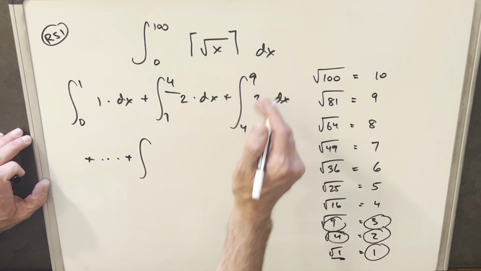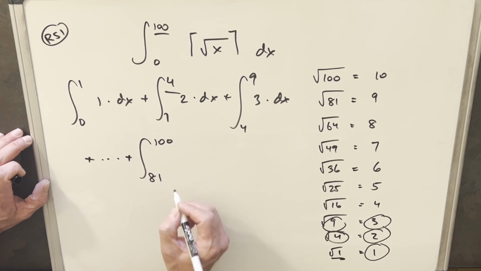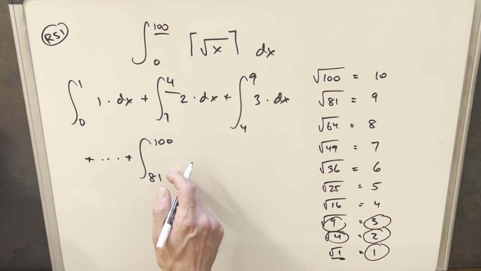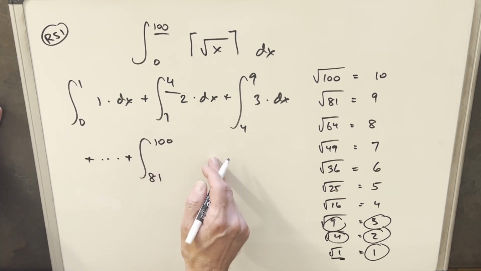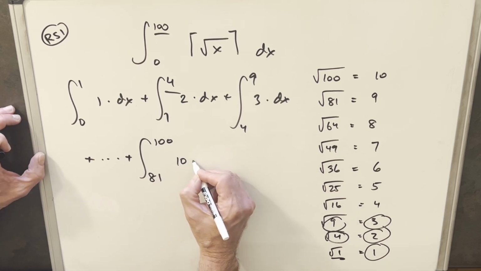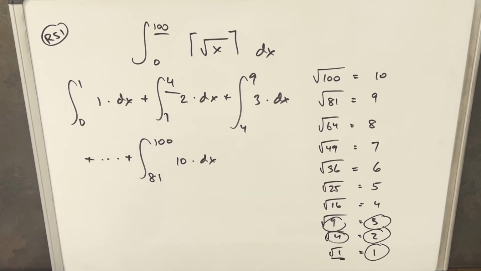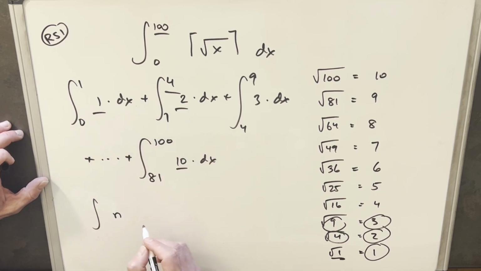So when we're integrating from 81 to 100, everything from 81 to 100 is going to be like 9 point something, except for at 100 it's 10. But the ceiling of 9 point whatever is just going to give us 10 dx. So now this is going to give us 10 different integrals. And it turns out we can generalize this and call this number here n.